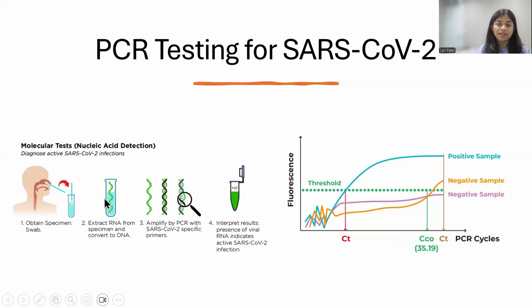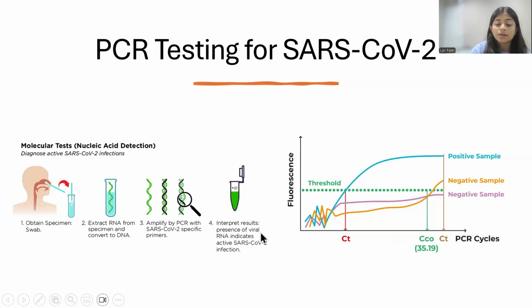because RNA cannot be directly tested or amplified like we can amplify DNA, because RNA is single-stranded and DNA is double-stranded. That's why RNA is converted to DNA, a special type of DNA known as complementary DNA. And once you have the complementary DNA, you amplify it. Just like you did with the regular DNA template, you amplify the complementary DNA into multiple copies, maybe 30, 40 cycles.